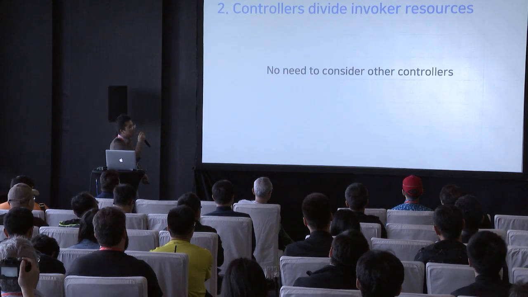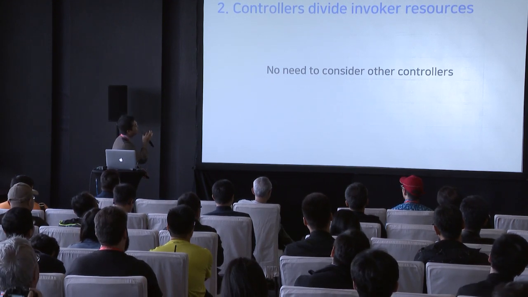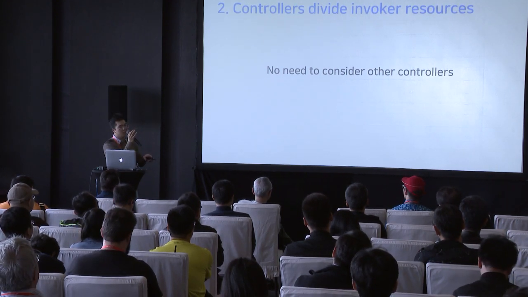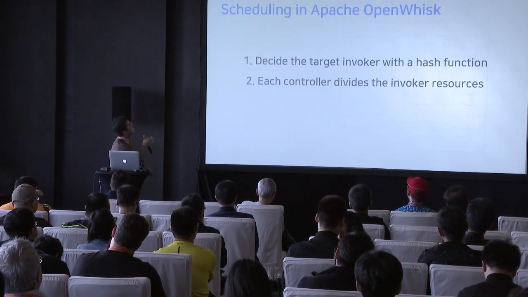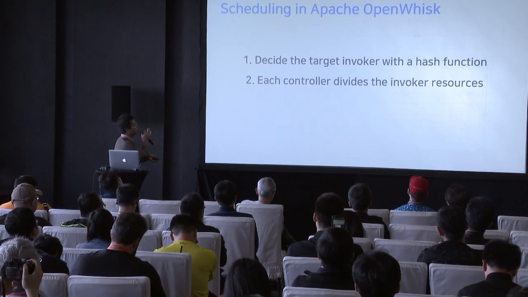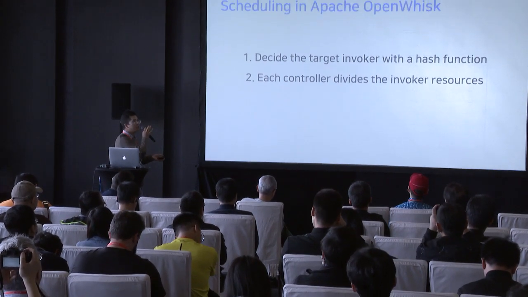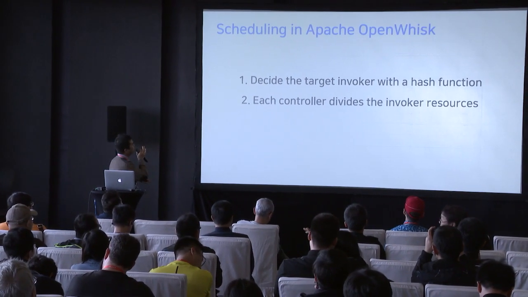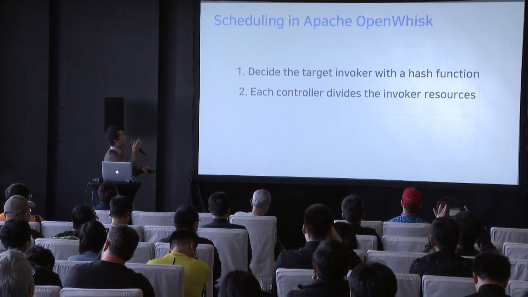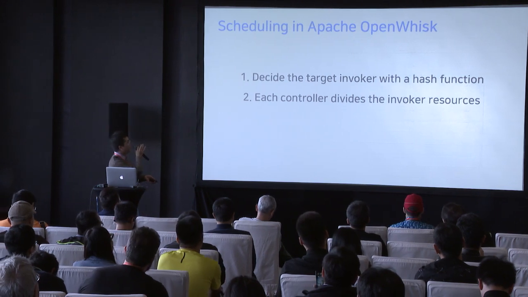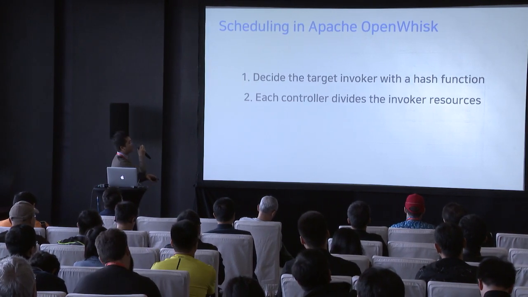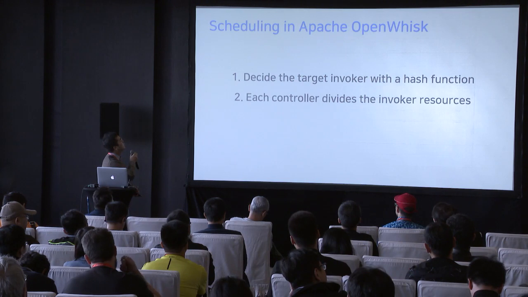So with this sharding strategy, OpenWhisk doesn't need to consider other controllers while it does the scheduling. And with these two features, it seems that the issues we mentioned while doing scheduling are all resolved, and the system should show good performance, right? Let's have a look at some benchmark results.